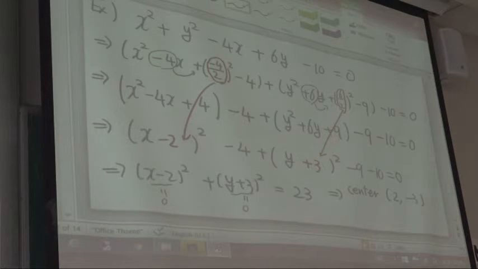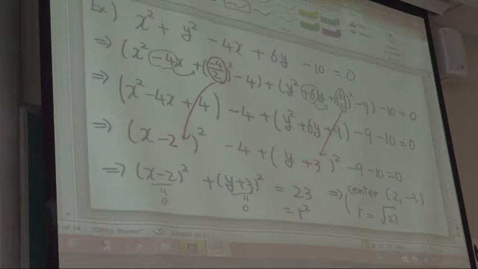And the radius, 23 is r squared. So the radius r is the square root of 23. We take the square root. R squared is 23. The radius is not 23. The radius is the square root of the given number. Is it okay? Yeah, you need practice, obviously.